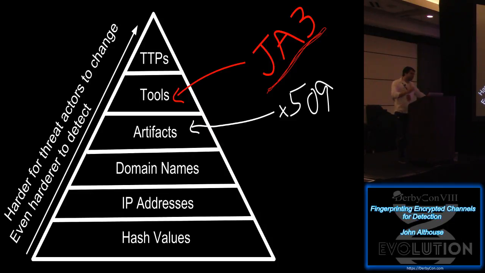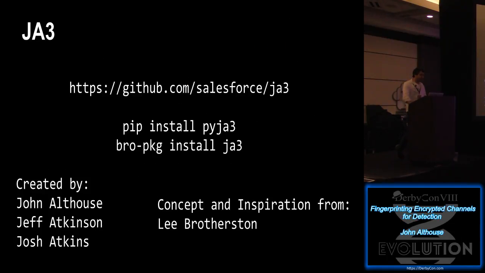So yeah, JA3 is up there on the tools level of the pyramid of pain, which is cool. We're moving up. It's open source. There's the GitHub. If you want the Python version, you can pip install PyJA3. If you're running Bro, you can simply run bro package install JA3, and it was created by John Althouse, Jeff Atkinson, and Josh Atkins.